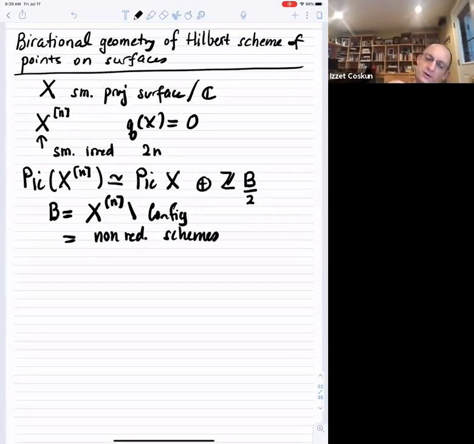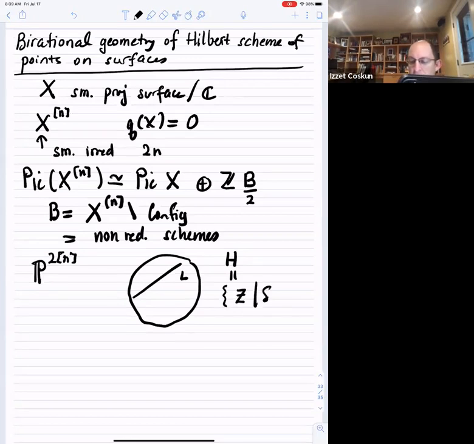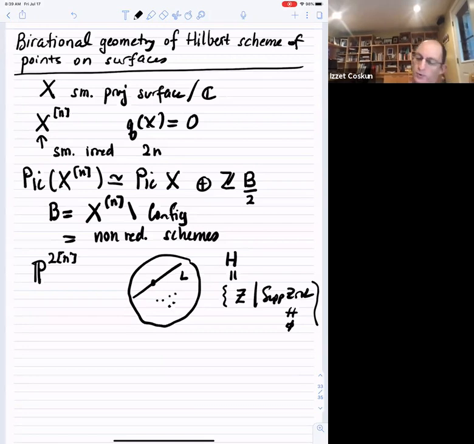And we specifically concentrated on P^2[n], right? So let me remind you what that was. We had two types of divisors in that case. The Picard rank was 2. So one was you fix a line L, and this was H, the class of the locus of schemes Z such that the support of Z intersect L is non-empty. Informally, you can think of it as the schemes with n-1 points at random places, but 1 point on the line, okay?